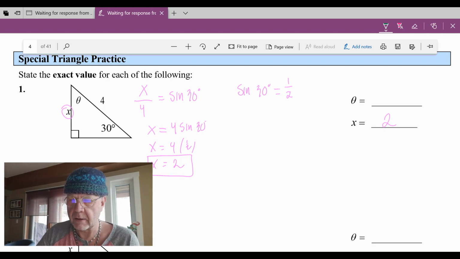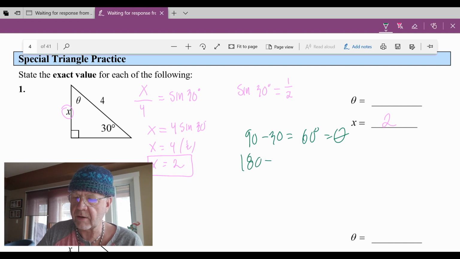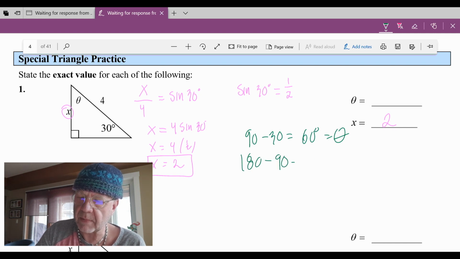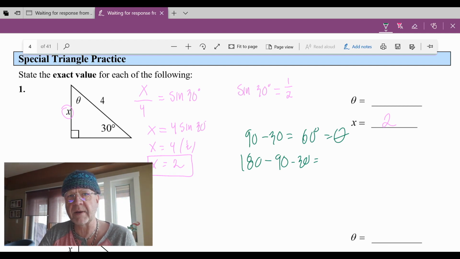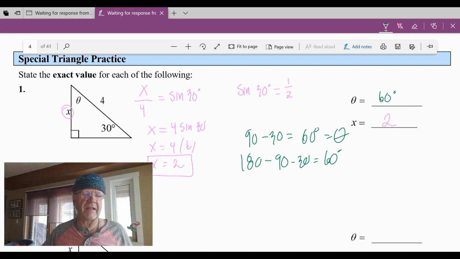And for theta, we're going to do it simply. We know that the value for theta is the complement of 30 degrees. In other words, 90 minus 30 is going to give us what theta is. You could also go 180 minus 90 minus 30, which gives you the same thing. I'd like you to start thinking about that word complement, the complementary angle. And so we'll just plop that in there, and we are done. Easy as that.